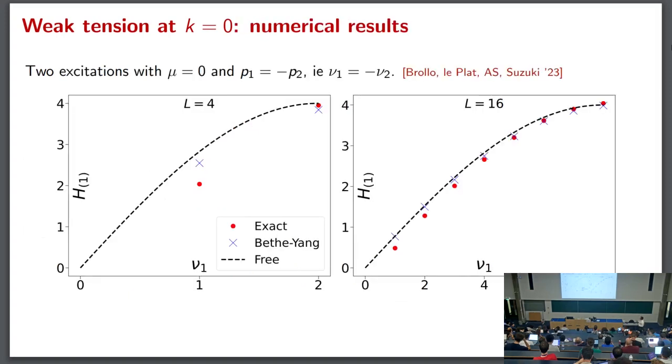Forget about the blue cross. I don't have time to explain it. But the dotted line is what you will get for a free particle with dispersion sine p over 2. And you see that the dots do something complicated. They are not linear as you would have in a symmetric product orbifold. They are not on the free line. They are just some interacting theory.